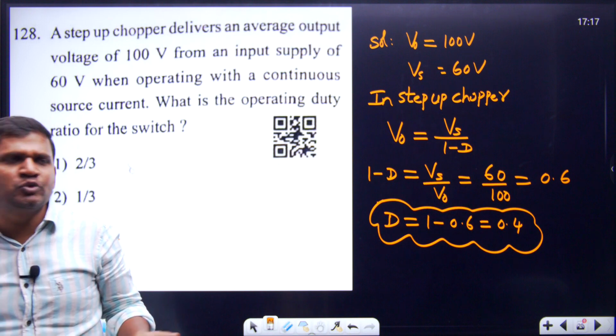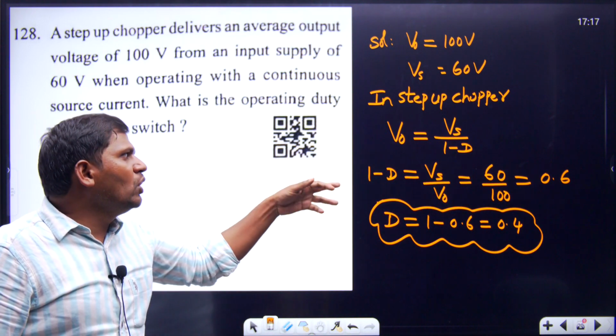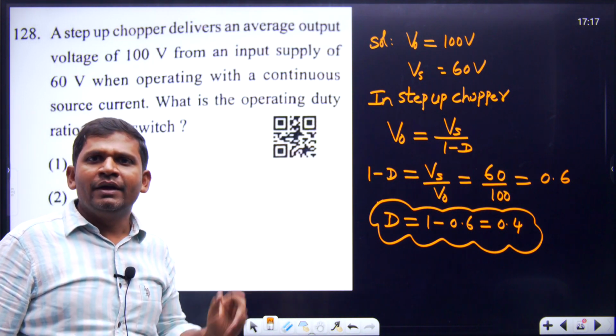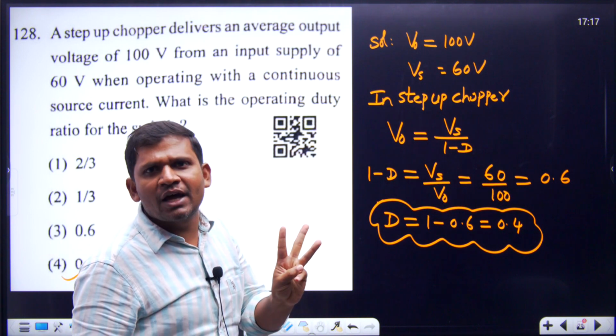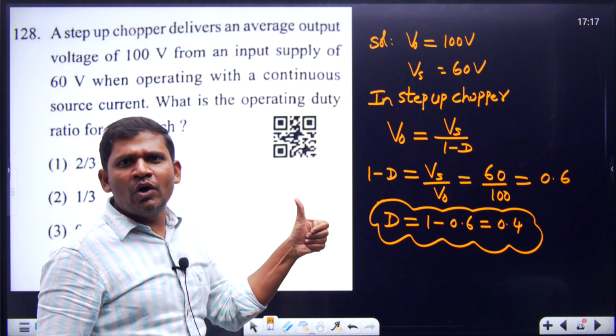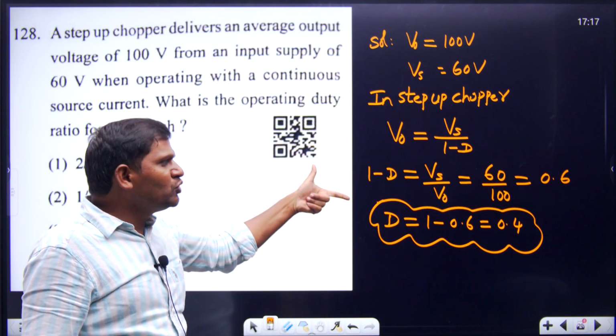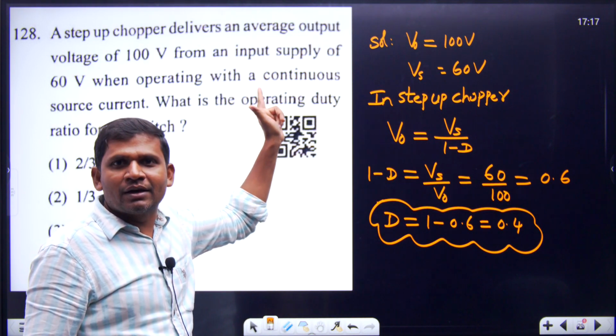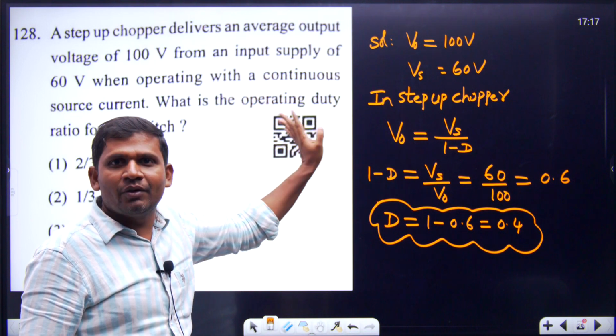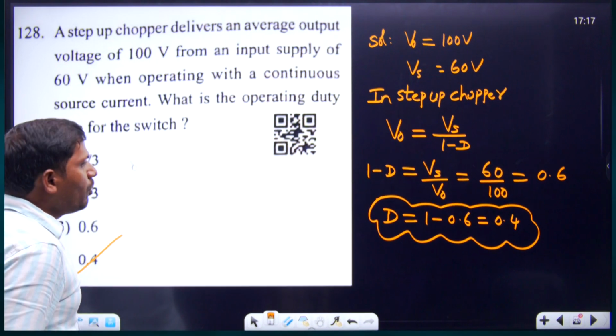Direct formula, step-up chopper formula, V0 equal to Vs by 1 minus D. In this exam, these 3 chopper questions are framed. One question is step-down chopper and drives combination. Another question is step-up chopper, previously buck boost regulator, up-down chopper. 3 choppers are covered in this exam. Yes, 0.4.